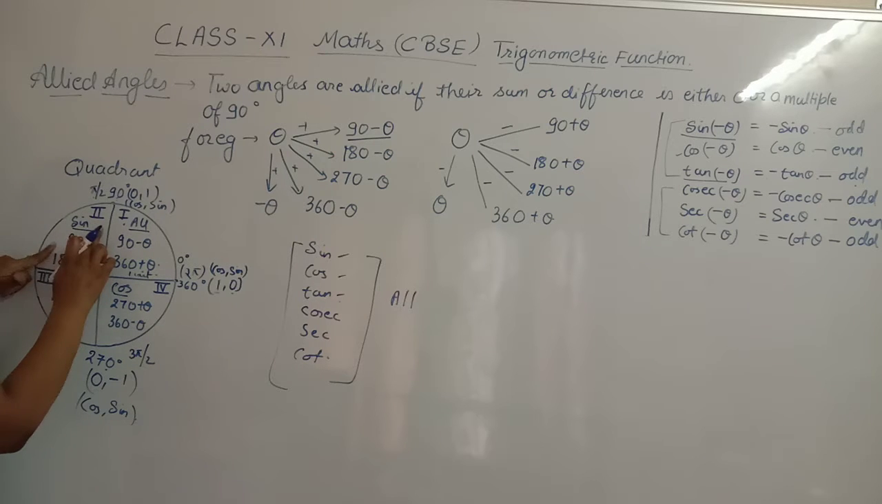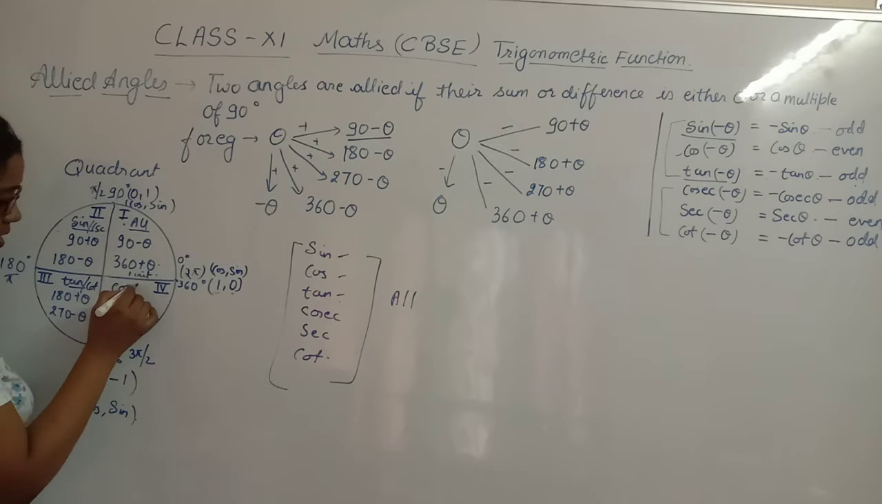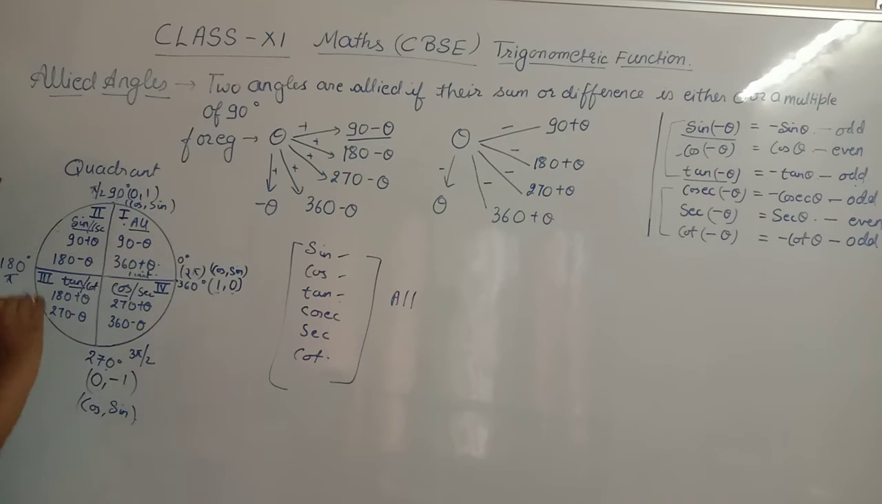Now coming to the second quadrant, here only sine is positive and the reciprocal of sine is what? Cosec. So here cosec is also positive. Now coming to the third quadrant, in the third quadrant only tan is positive and its reciprocal, that is cot. In the fourth quadrant cos is positive as well as its reciprocal sec. But in the first quadrant all the six trigonometric ratios are positive.